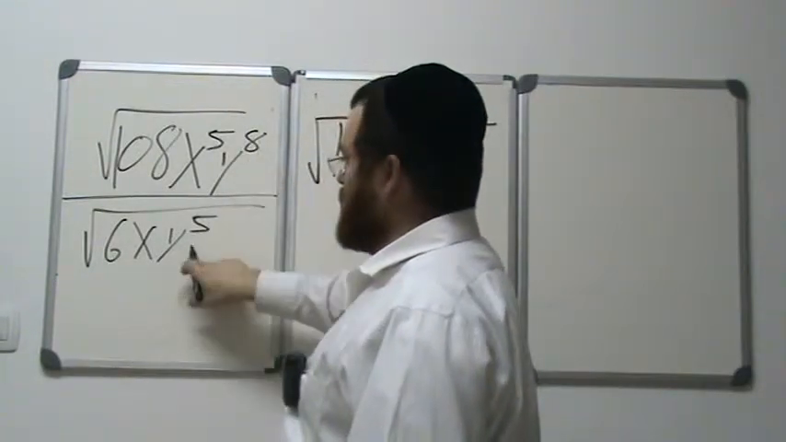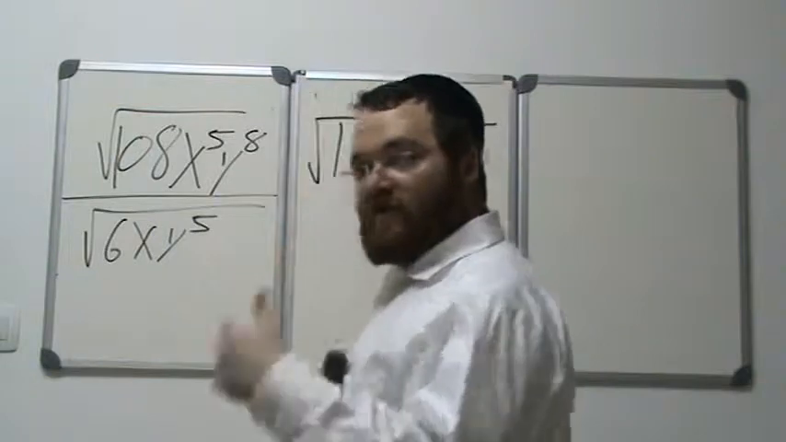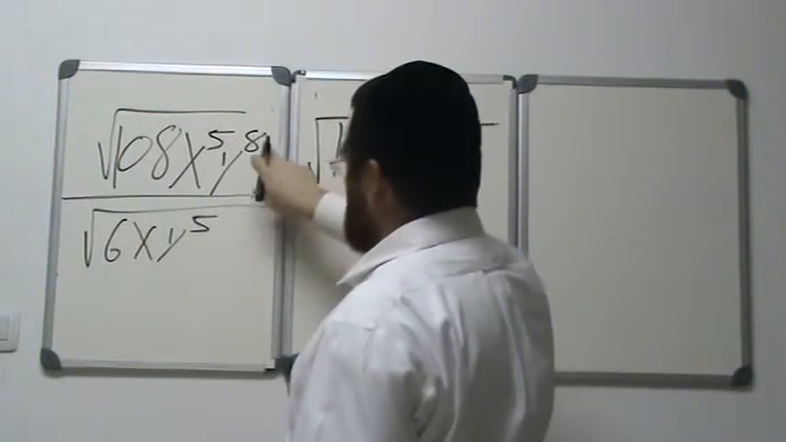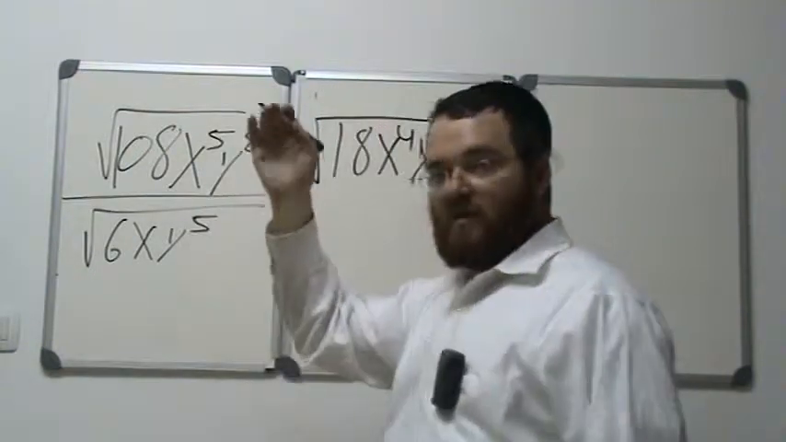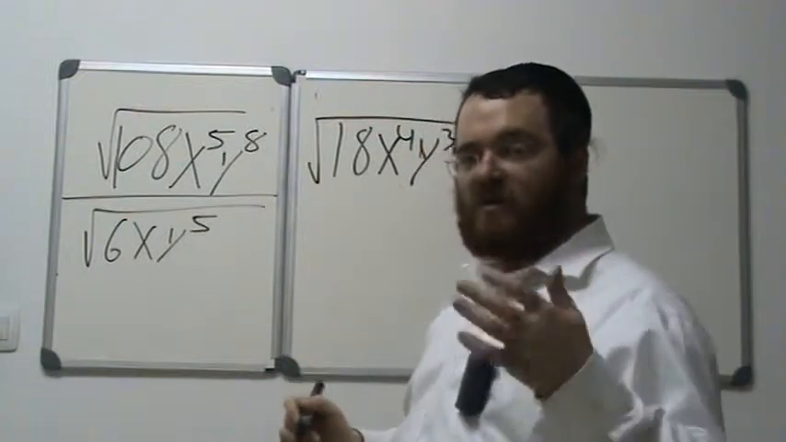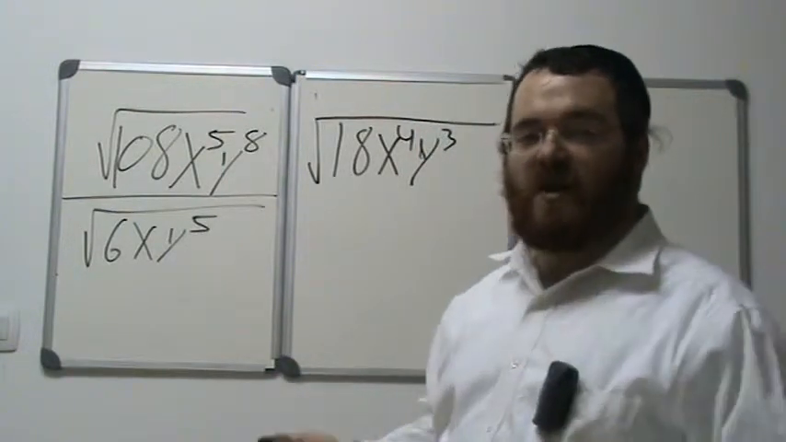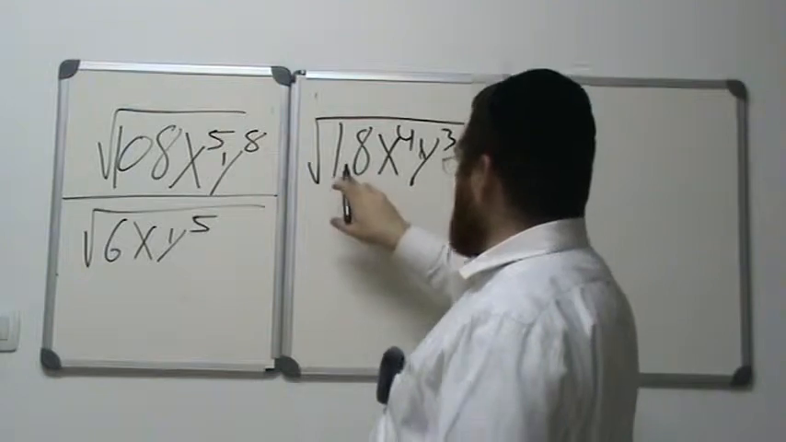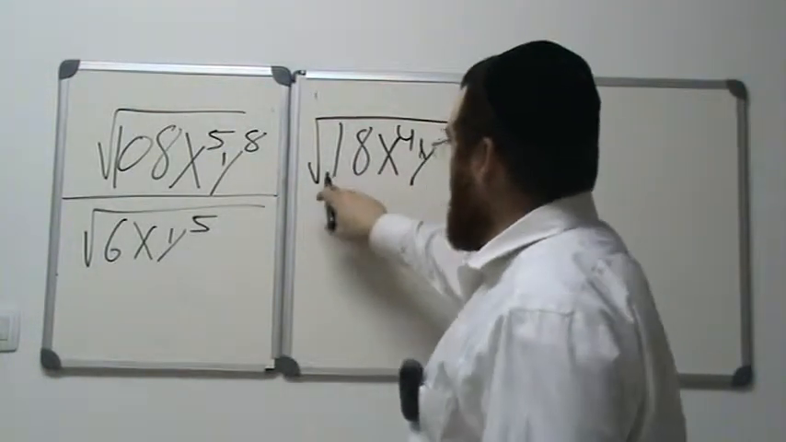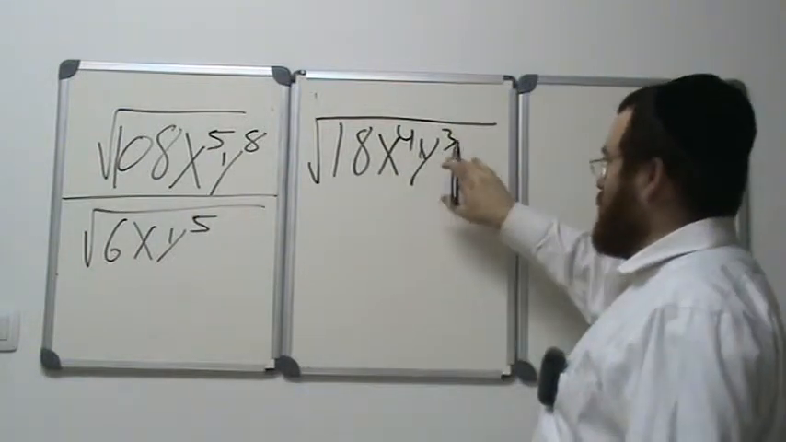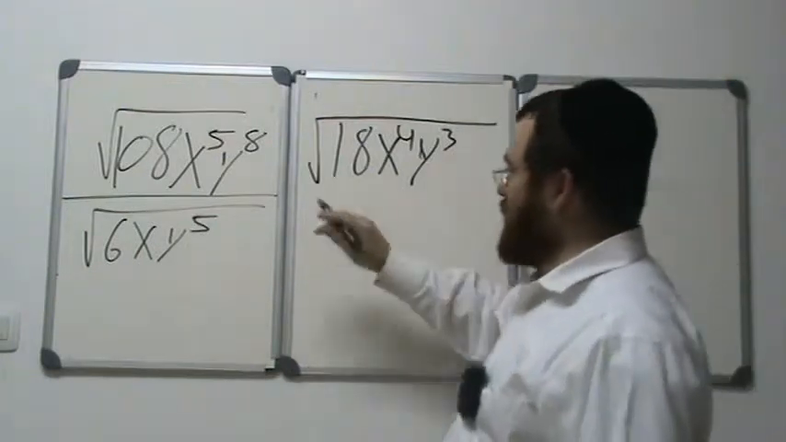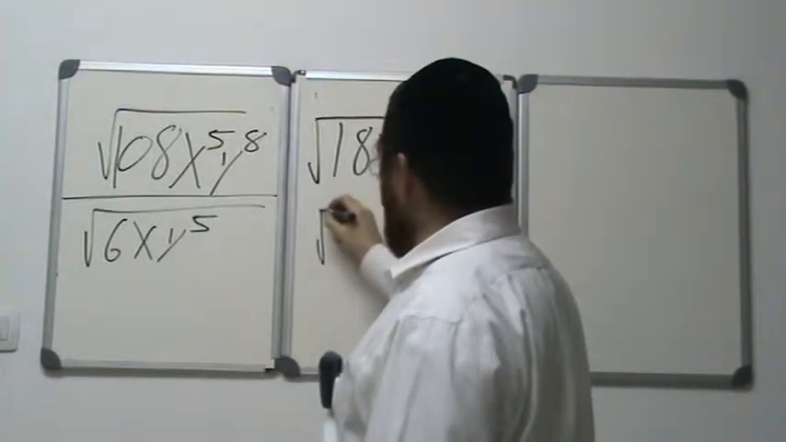And y to the 8th divided by y to the 5th. So you take away 5 y's, it becomes y to the 3rd. Because it's y multiplied 8 times, and you divide that by y 5 times, you're only left with a multiplication of y 3 times, because the opposite of multiplication is division. So you have radical 18 x to the 4th power y to the 3rd. Now, what can you get out of this radical sign? Well, radical 18 is the same thing as radical 9 times radical 2.